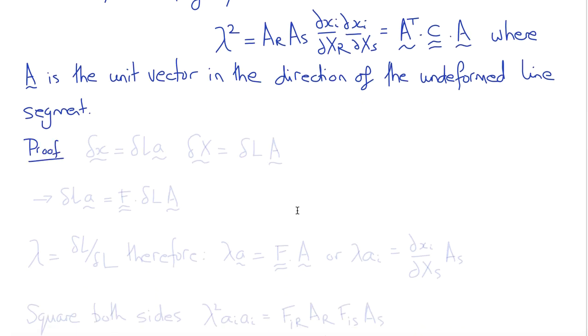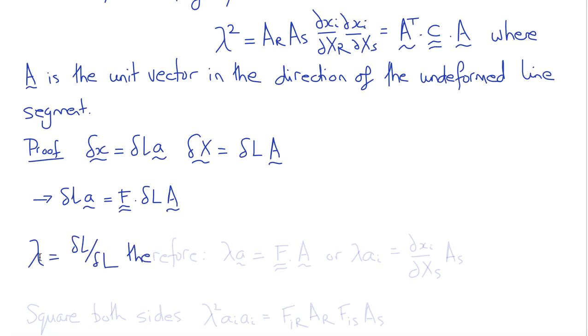Okay, so to prove this, let's first define delta x in the deformed state, which would therefore be delta l, which is the magnitude of that element, times a, which is the unit vector, and then delta big X to be delta big L times capital A. Little a and capital A could be different because the segment could have rotated. So that would then say that delta l times little a must equal F times delta L times big A, because that's the definition of the deformation gradient tensor.